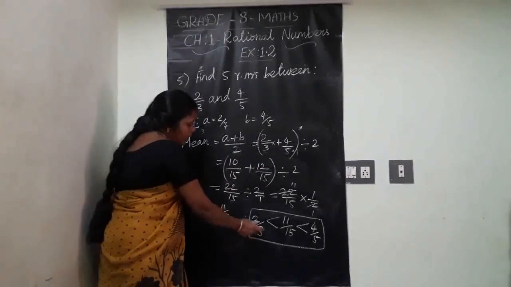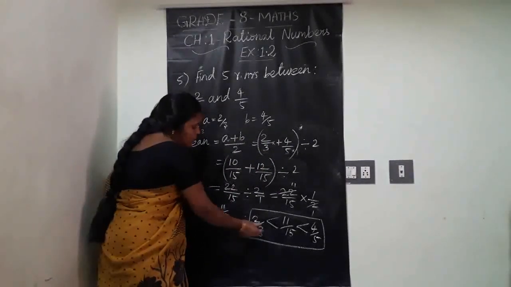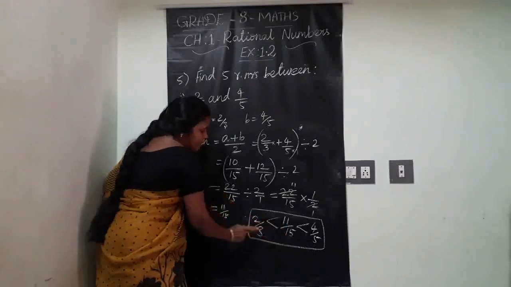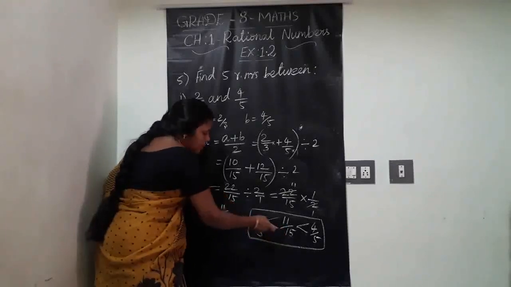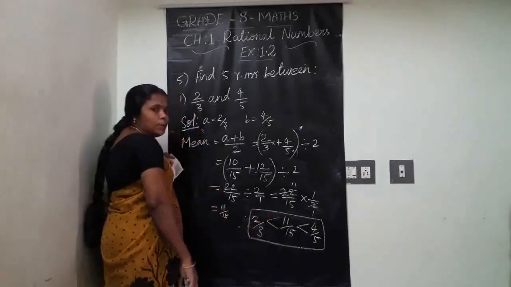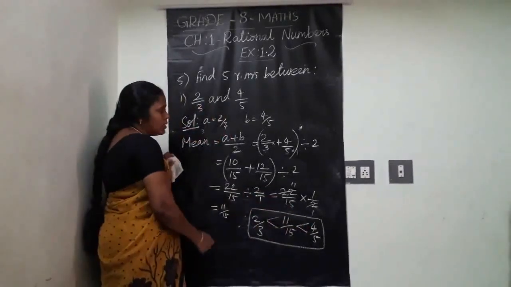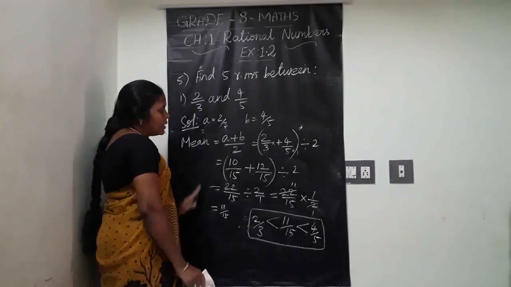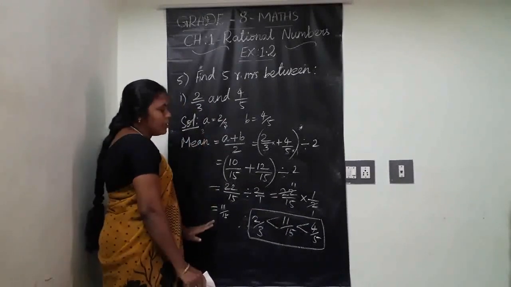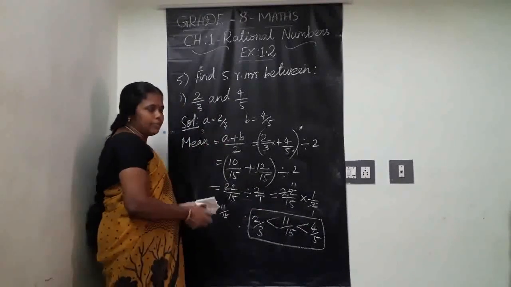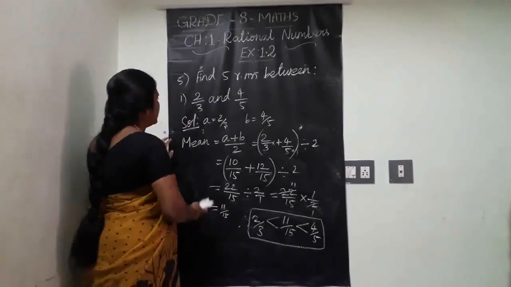Like this only you have to select another 4 rationals also. Take this as the first one, this as the second one, that means A, B. Between them take the A plus B by 2 value. Like that, on that side also we can take. Clear children? This is the second method. If you feel this is difficult, you follow the first method itself. Clear? Copy down neatly in your classwork.